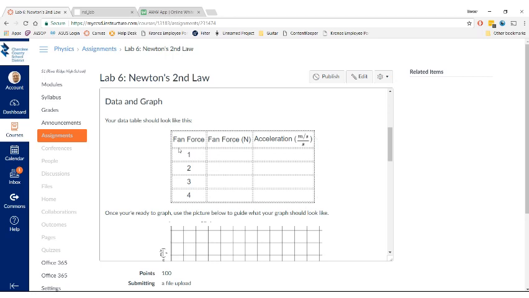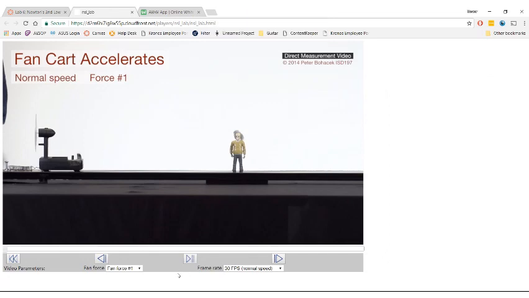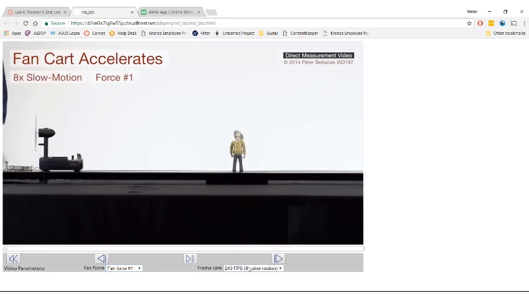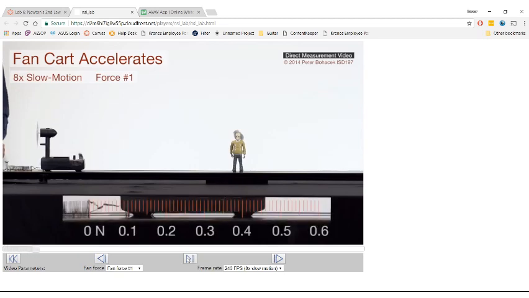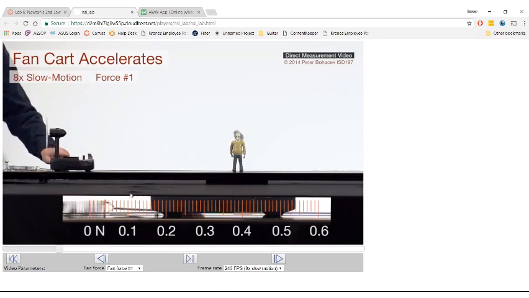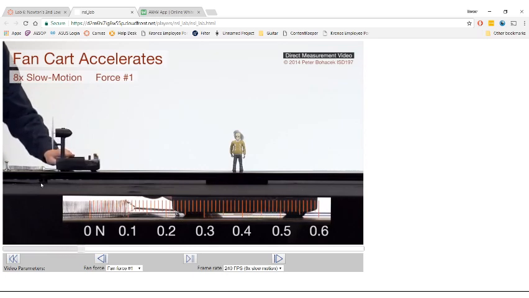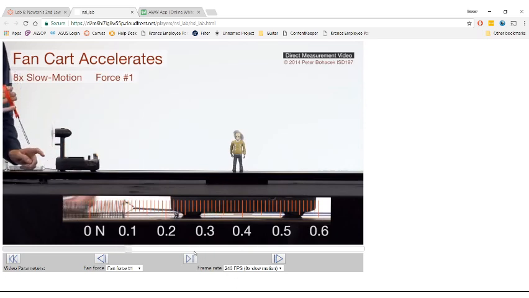So first we need to load up the Fan Force 1 video and get the actual value for the force provided by the fan. And this is important, you need to make sure the frame rate is the 240 frames per second, so the slow motion. So I'm going to start the video, and notice it's in slow motion here. And down here at the bottom is how I'm going to get the force provided by the fan. So what I have to do is wait for his hand to come off the cart and for it to be still. And so the fan is blowing here, but the spring is keeping it from moving.